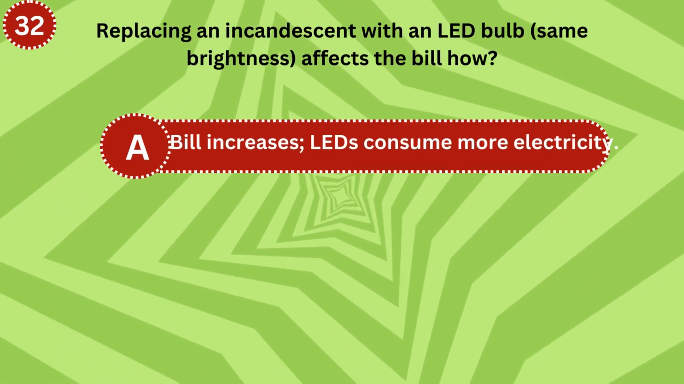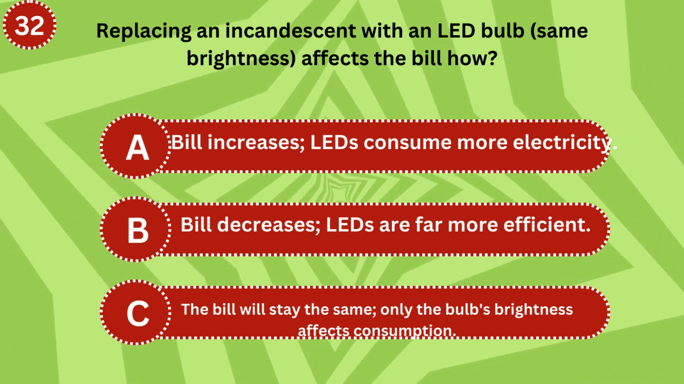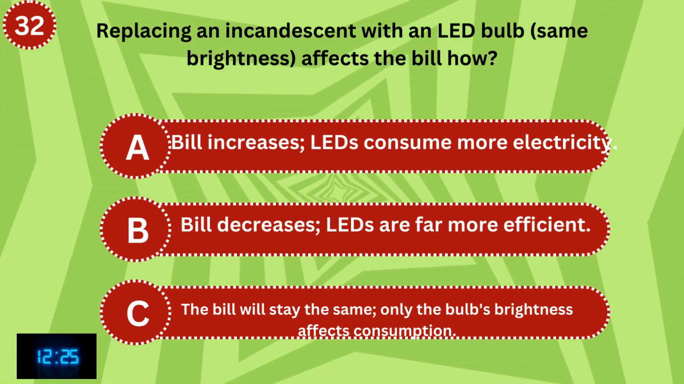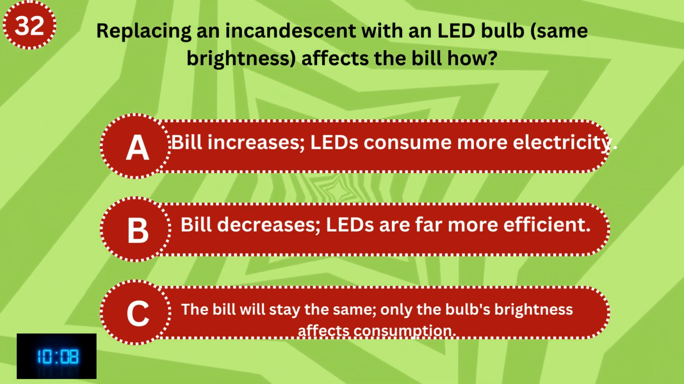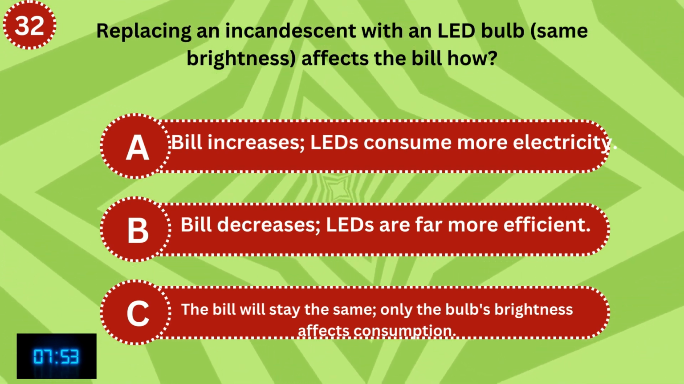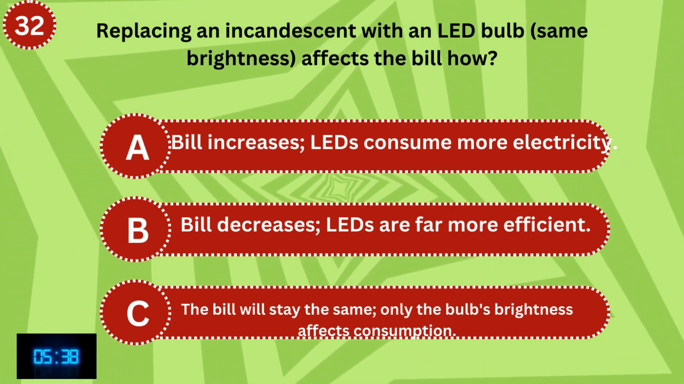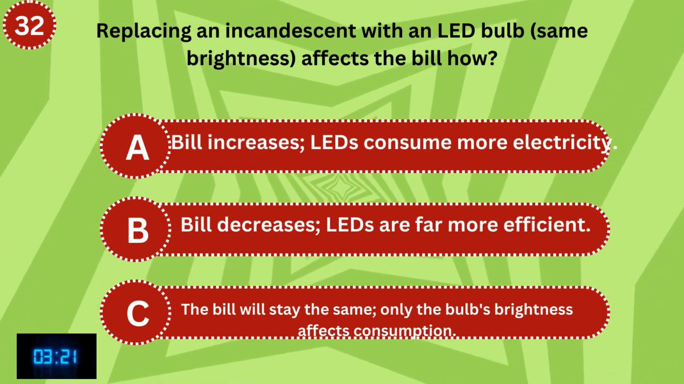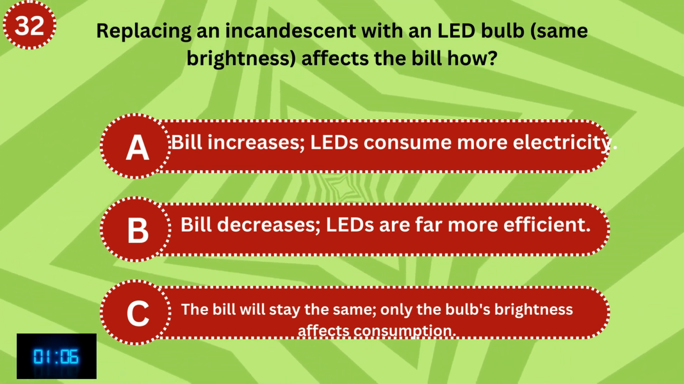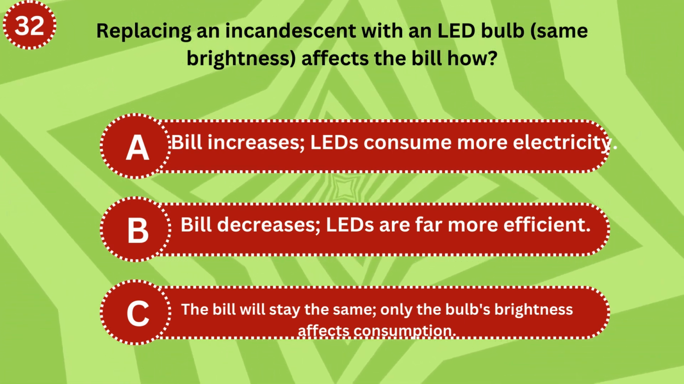Replacing an incandescent bulb with an LED bulb of the same brightness affects the bill. How? The bill increases, because LEDs consume more electricity. The bill decreases, because LEDs are far more efficient. The bill will stay the same, because only the bulb's brightness affects consumption.